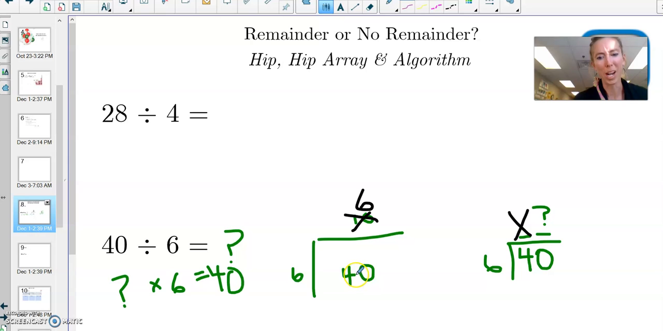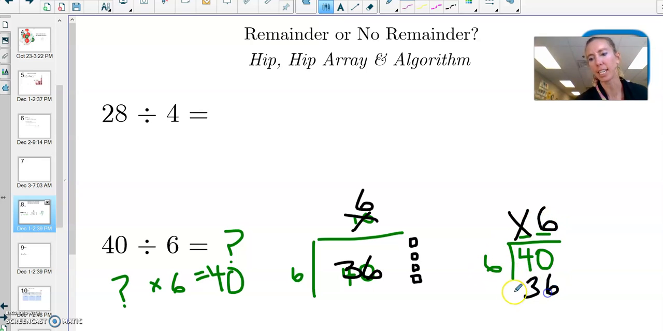6 times 6 would be what? Check it out with your tiles if you need to. We're at 36. That's getting real close. Okay, so then I'm like, ooh, should I try 7? If I try 7, I'm going to be at, oh man, 42. It's too much. So I'm going to have 6 times 6, 36, with 4 tiles left over. Yeah, because 7 was too much. So for my ones place, how many 6s will go into 40? 6 of them. Because 6 times 6 is 36.